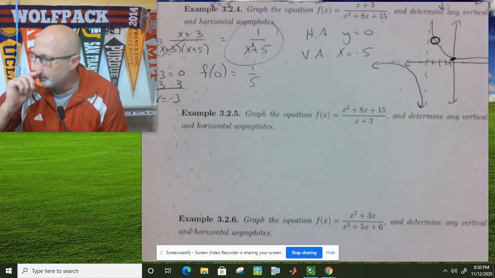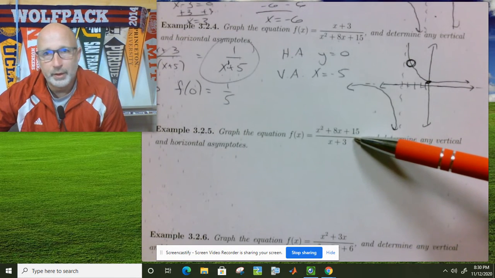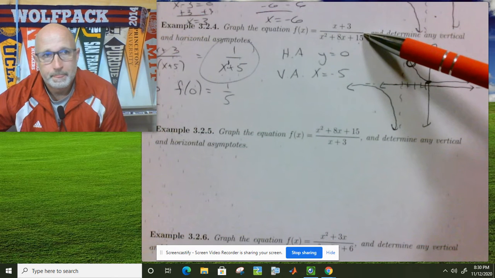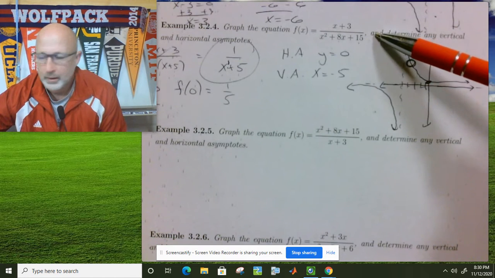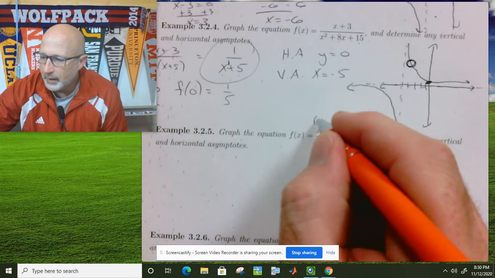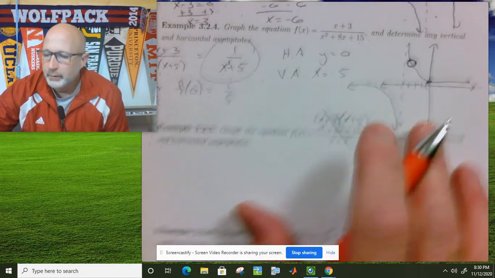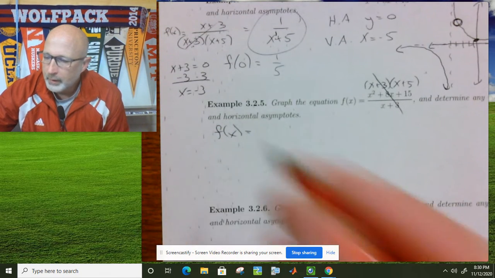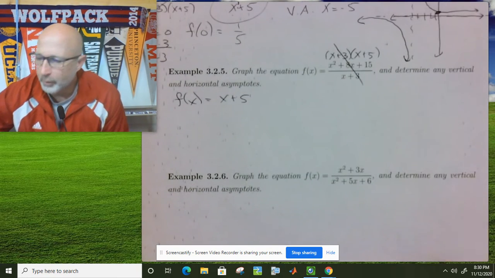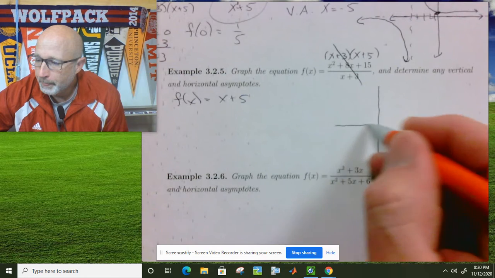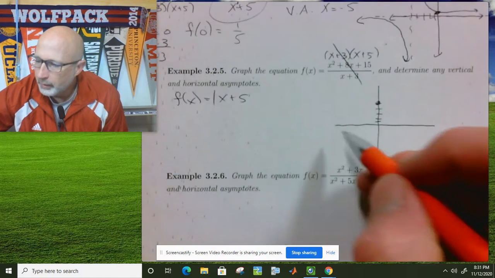Okay, the next one. Now, if you notice, this equation is the reciprocal of this, right? This equation is just the flipped version of this. So I can factor the top into the same thing, x plus 3 times x plus 5, and once again, those cancel. So now my equation just becomes f of x is equal to x plus 5. There is no vertical asymptote. There is no horizontal asymptote. That is just the equation of a line. So 1, 2, 3, 4, 5. It has a slope of 1, so the graph goes like this.